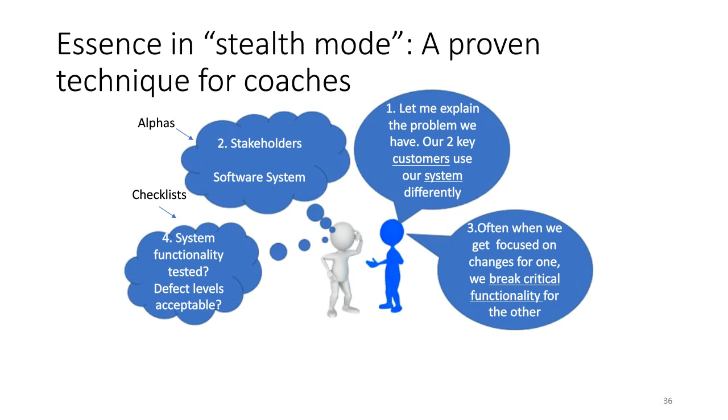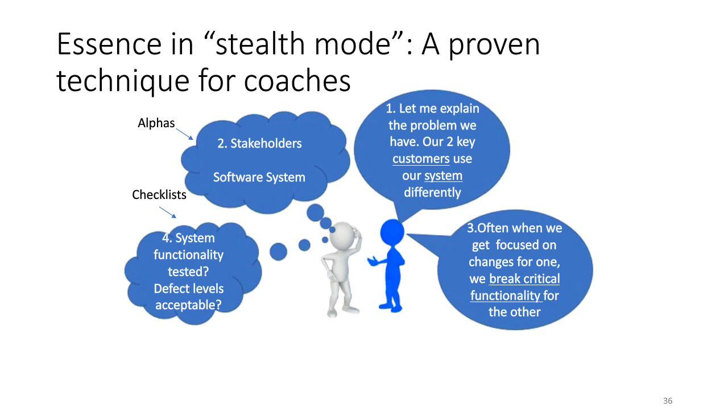So this is an example from a conversation I had with one of my clients who started by explaining a problem they were experiencing. And if you refer to bubble 1 on the slide, the client explains that they have two key stakeholders that use their system differently. So immediately in my head, I start thinking about the stakeholder alpha and the software system alpha. You can refer to bubble 2 there.